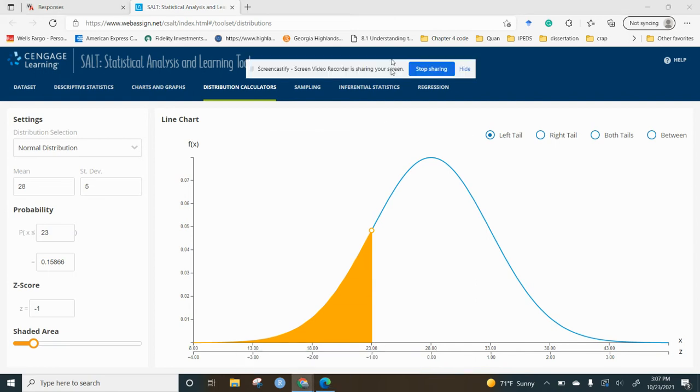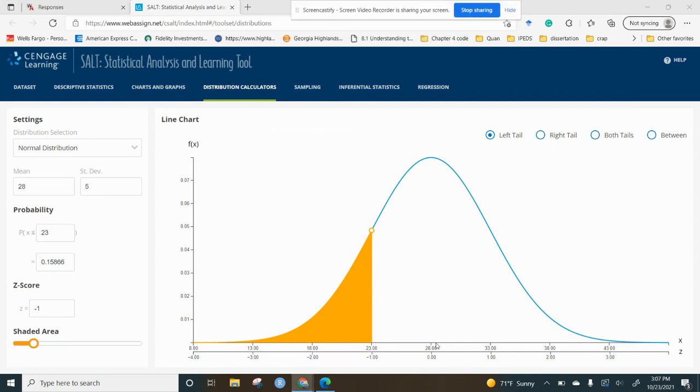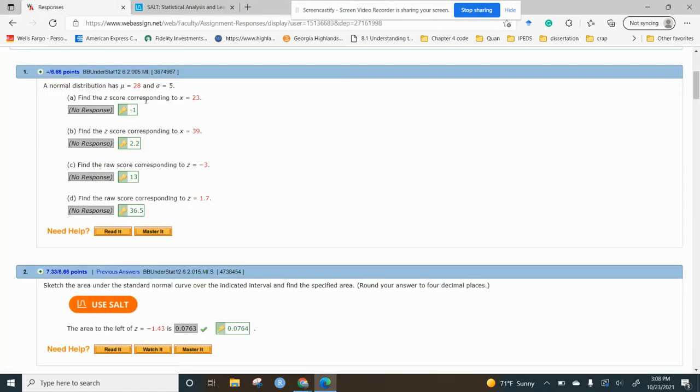So you see, here's my normal curve, that bell-shaped curve. 28 is in the middle, which means if I put a line right here in the middle, 50% of the data is here and 50% of the data is here. The question was to find the z-score corresponding to x equals 23.